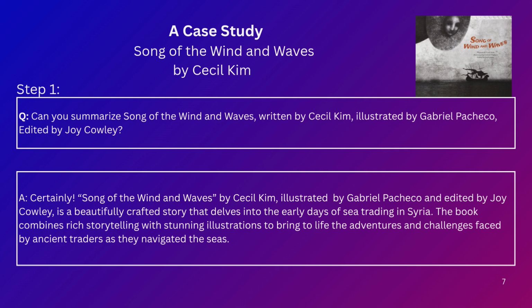Copilot Chat fundamentally relies on user provided information. For instance, I initiated the process with the following prompt: can you summarize Song of the Wind and Waves, written by Cecil Kim, illustrated by Gabriel Pacchito, and translated by Joy Cowley? Although I supplied the title and creator details, I did not provide additional context. Despite this, Copilot generated a reasonably accurate bibliographic summary suitable for a MARC Field 520. However, I found the initial output a bit lacking.